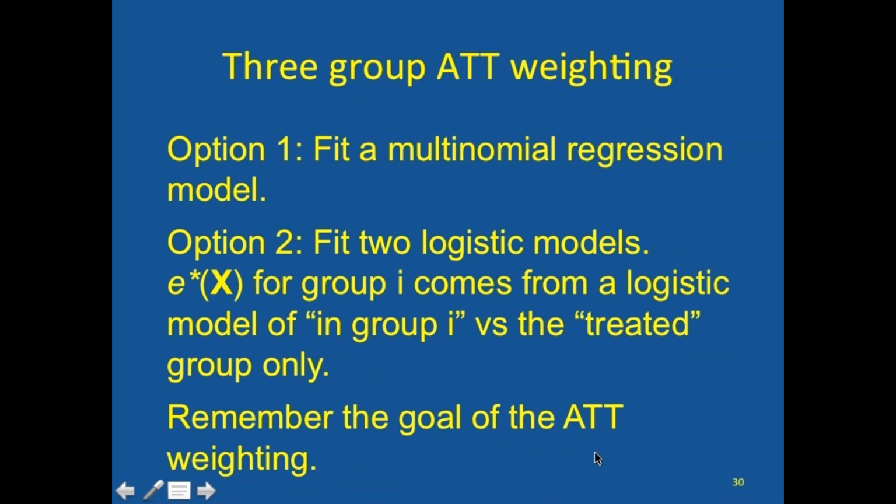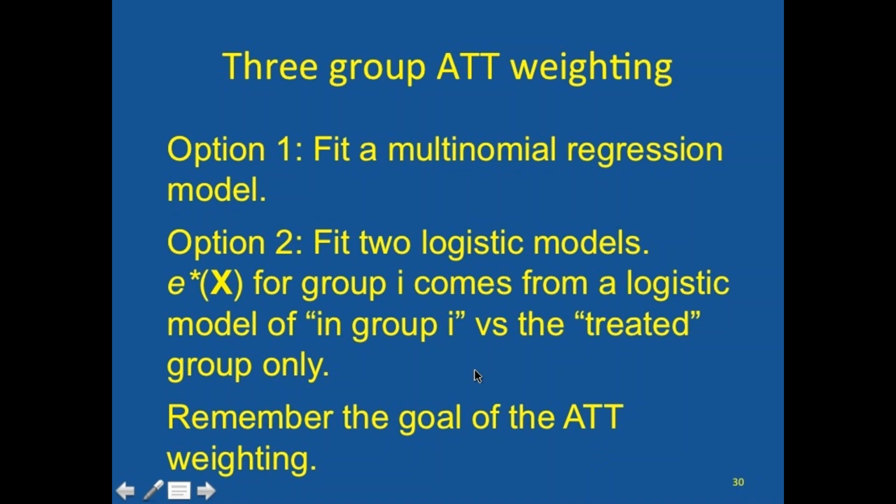Now, again, we have to remember what the goal of the ATT weighting is. The goal of the ATT weighting is to morph our covariate space so it looks like that of the treated subjects. The weights for the treated subjects are easy. They all get a weight of 1 because they're already morphed. The treated subjects already have the covariate distribution we want. We only have to change the other 2.